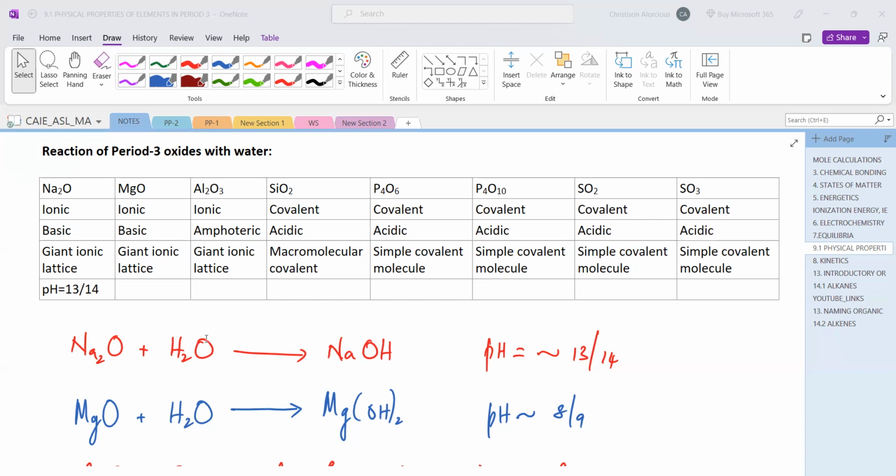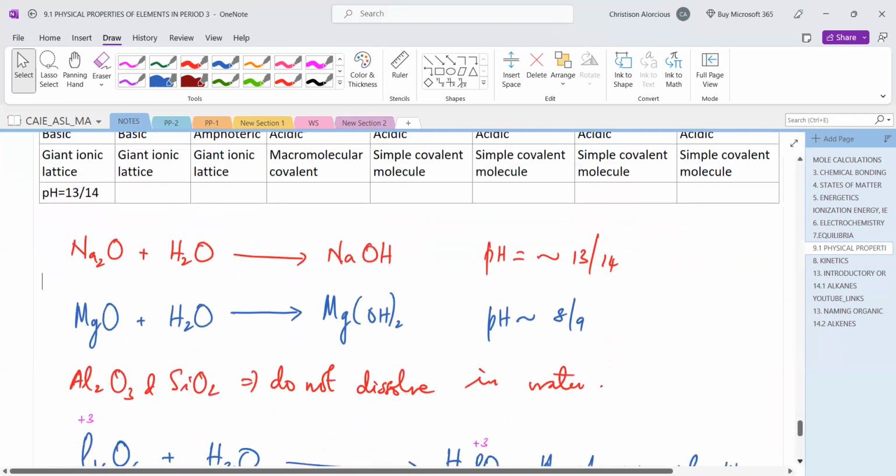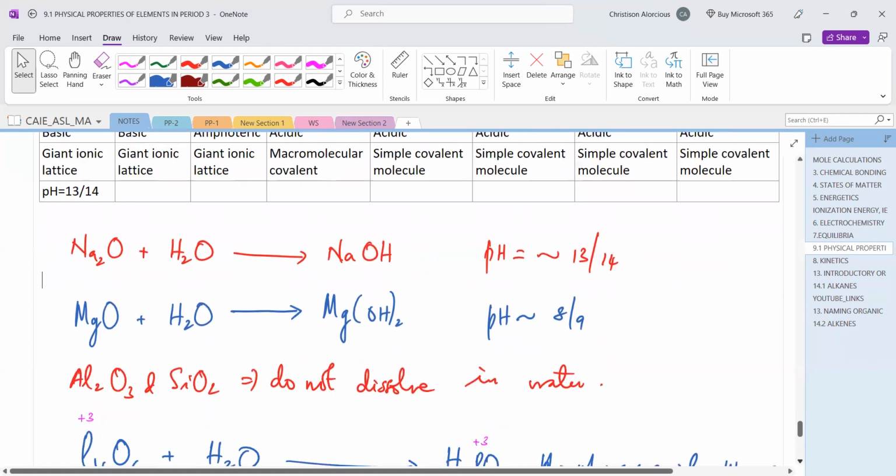The ionic oxides, they just react with water to form alkaline solutions. So sodium oxide gives you sodium hydroxide, magnesium oxide gives you magnesium hydroxide. The pH of sodium hydroxide would be around 13, 14. We know that it's a pretty strong alkali.